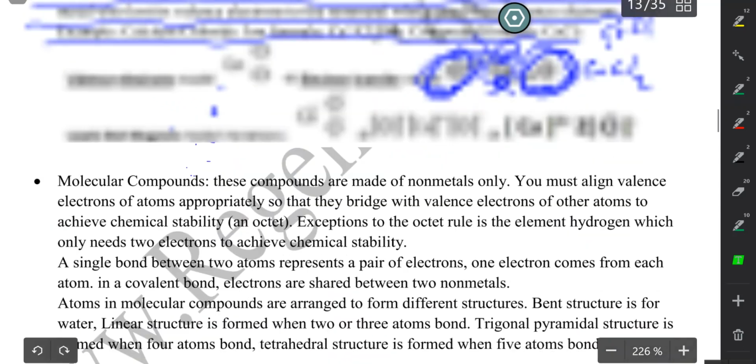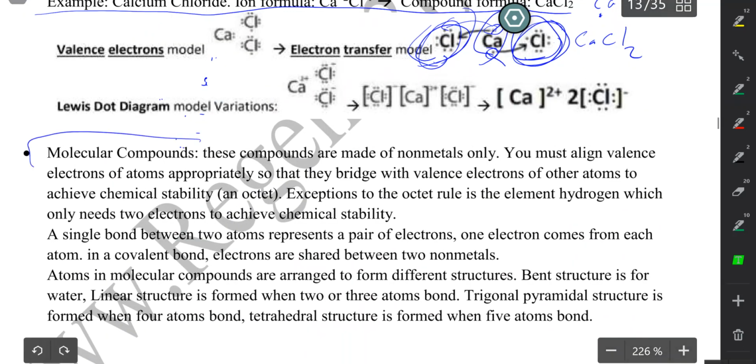Okay, now for drawing Lewis dot diagrams of molecular compounds, or compounds that are made of nonmetals only. So molecular compounds are made of nonmetals only. There's no metal in there. So you don't use BVICS if there's no metal. What you're going to do, let's read a little bit. These compounds are made of nonmetals only.